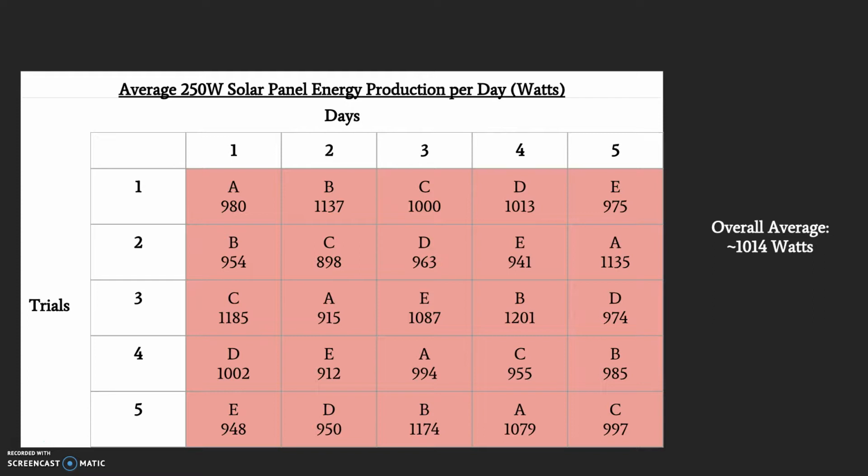The initial wattage output will be collected and placed in a table similar to this. To begin analyzing the results, the mean or average of all the values within the table has to be calculated to find the overall average output, which for this example is approximately 1014 watts.